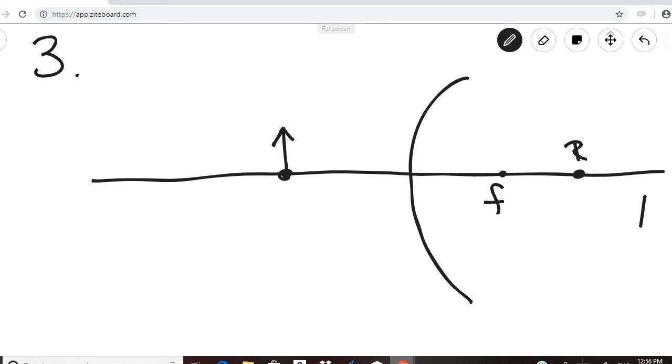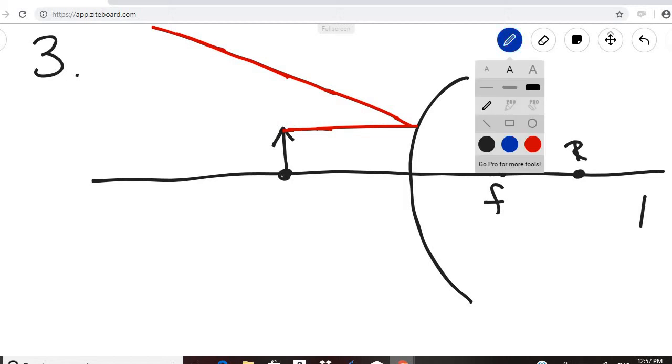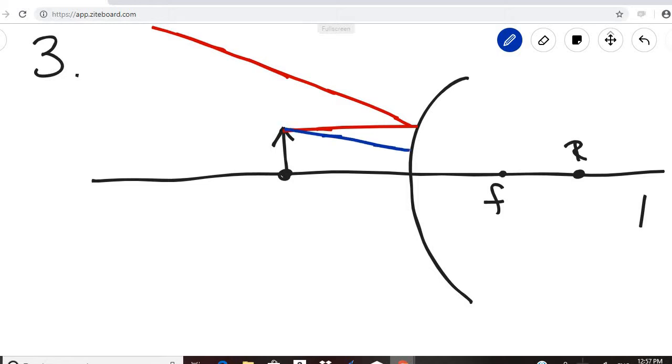Okay, so now we'll first go in horizontally. So it's going to go in horizontally, it's going to hit that mirror, and it's going to reflect out as if from the focal point. So it's going to reflect out like this. Okay, and then the next one will go in through the focal point. It's going to go in as if it were going to go through that focal point. It will hit the mirror on the way, and it will reflect out horizontally.